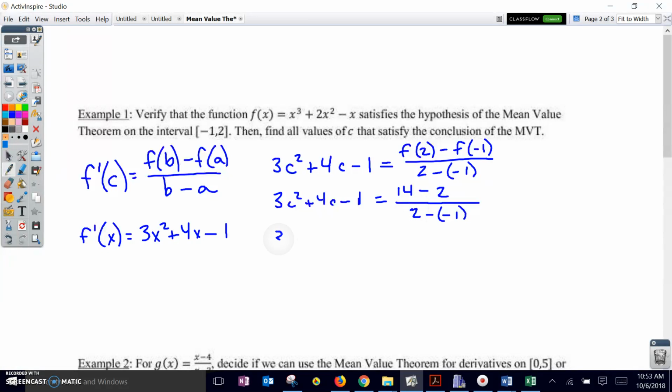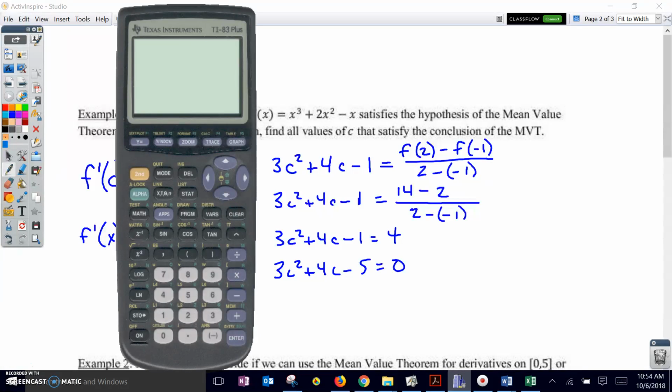And so we're looking for values of c such that 3c squared plus 4c minus 1 is equal to 12 over 3, which is equal to 4. And I'm going to go ahead and solve this equation to find the values of c in that interval. From here I can solve using the quadratic formula or factoring if it's applicable. I'm going to go ahead and solve this equation on my calculator.